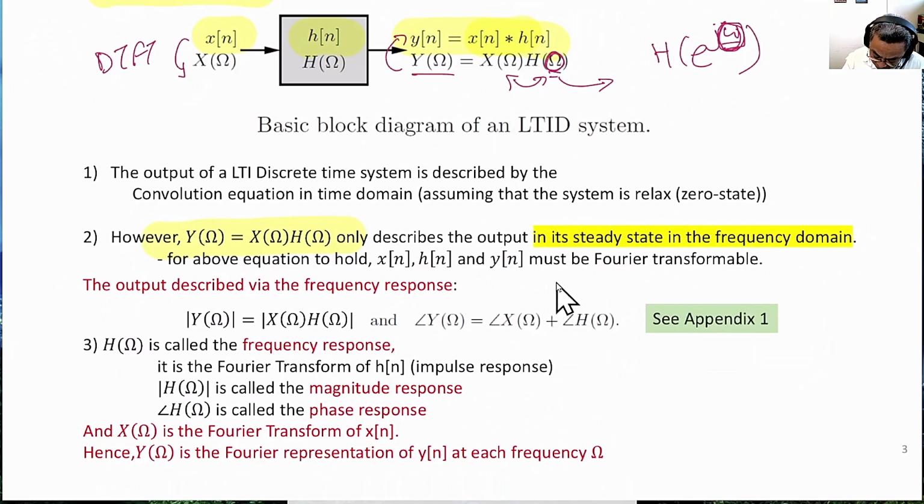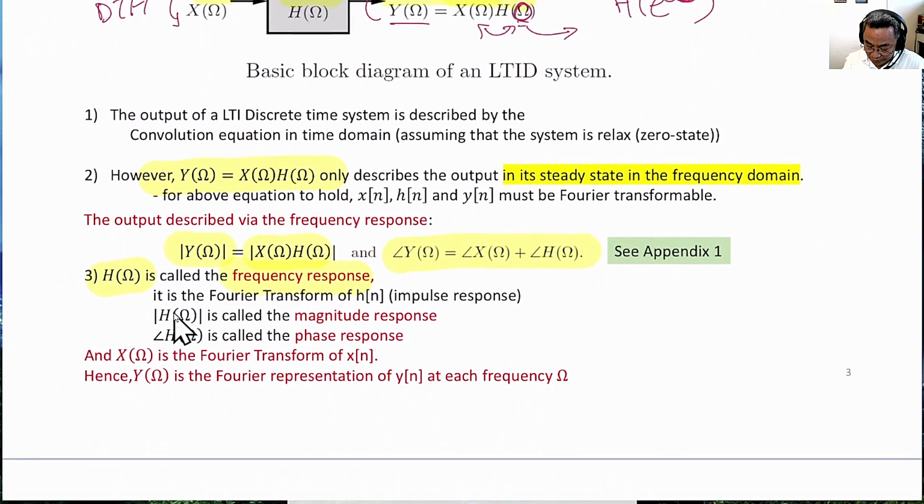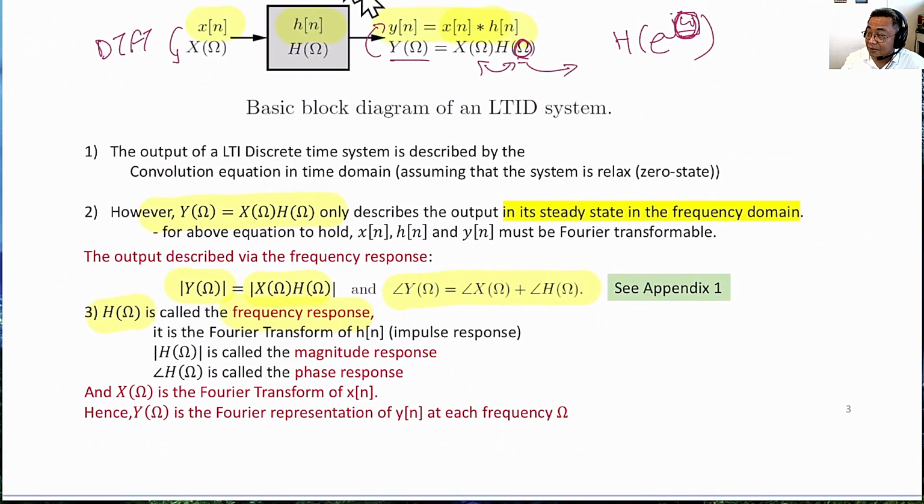Okay, let's see how the output is described. Once we have X of omega times H of omega, then this would be the magnitude, and of course the phase looks like this. Okay, and H of omega has a special name. It's called the frequency response. So every time we say the frequency response of the system, we're talking about the DTFT of the impulse response. And simply it is the Fourier transform of h of n.